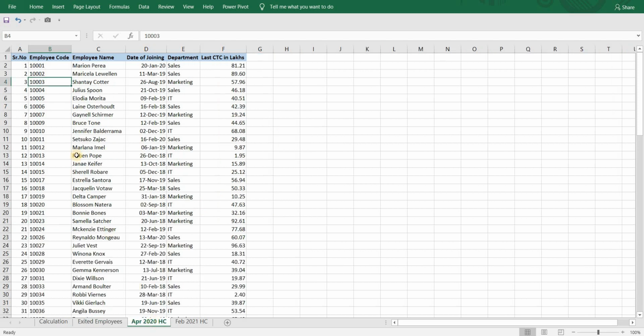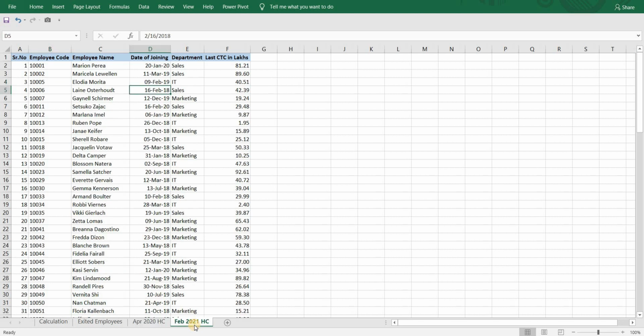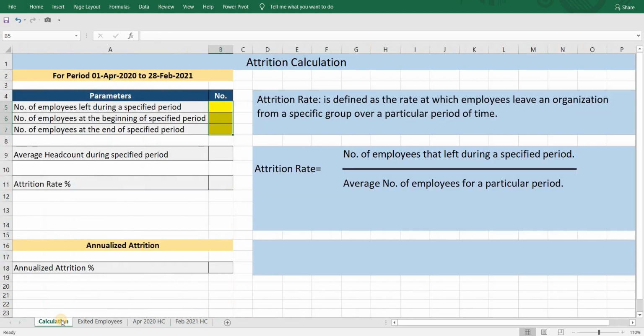The sheet after this includes the headcount data for 1st April 2020. And the next sheet includes headcount data for employees who were with the organization as on 28th Feb 2021. Do note, these last two sheets include data for employees active on that particular date. So, coming back to our calculation sheet.